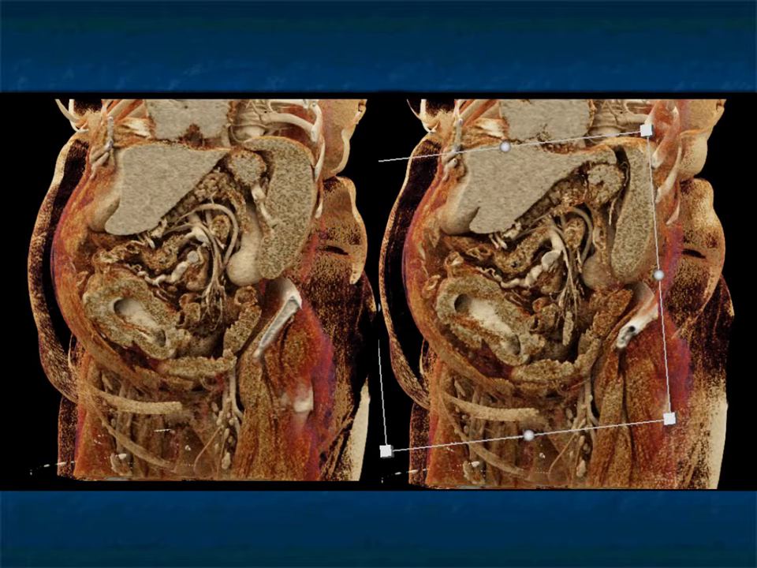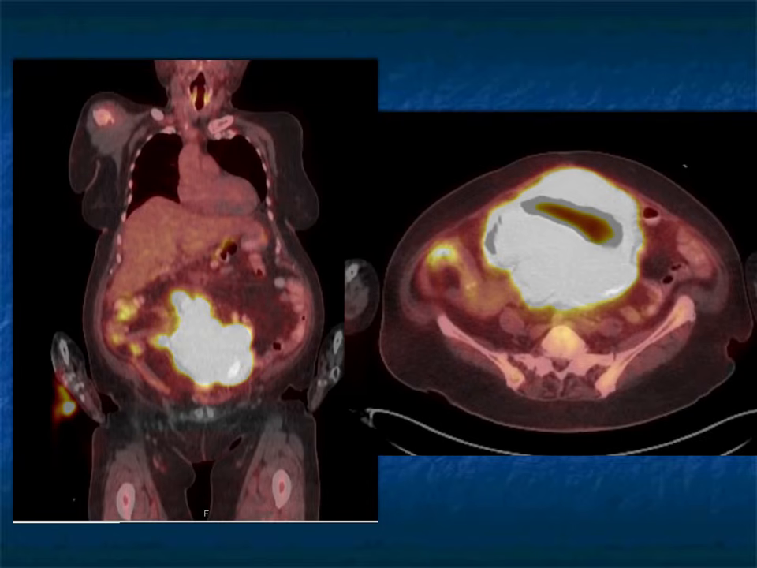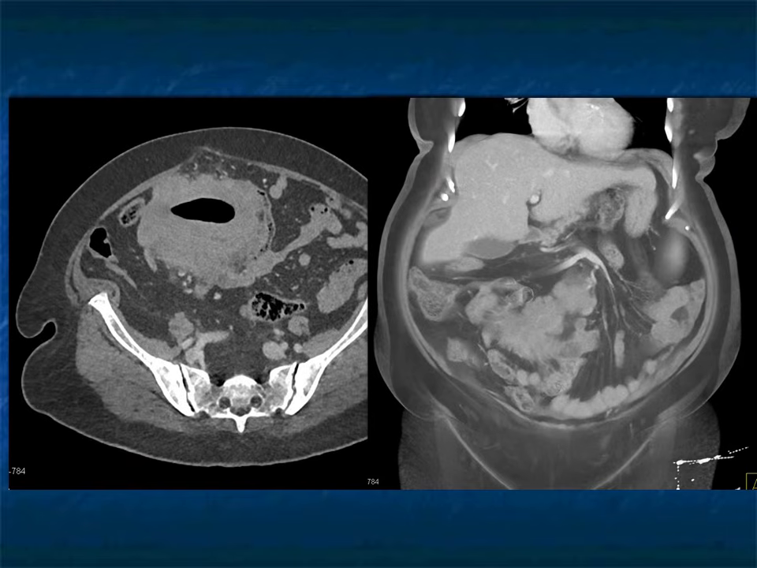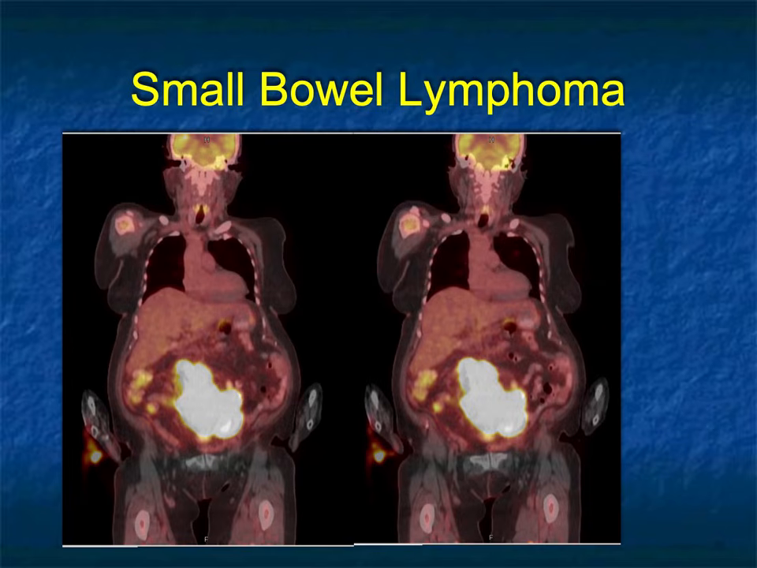You can see it very nicely here, the ulcerating mass on the cinematic rendering. You can see it's very avid on the PET scan, large ulcerating mass, small bowel, no other areas of disease except for a few nodes. The diagnosis is small bowel lymphoma, an excellent example.